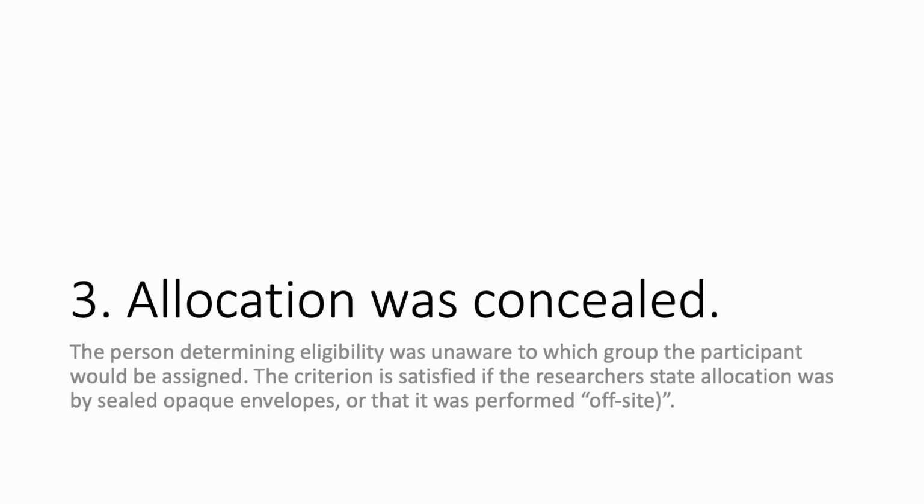The third criterion pertains to concealed allocation. And so what we want to know is if the person determining eligibility for each participant was aware or unaware, we want them to be unaware, to which group the participant would be assigned. And so this helps prevent selection bias because a researcher could put certain participants in the intervention group if he or she thinks there's going to be a favorable outcome, or put someone in the control group if they don't think there's going to be a favorable outcome. So it removes the bias that would be inserted by not having concealed allocation.